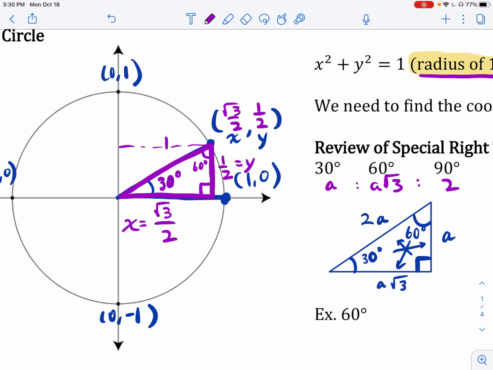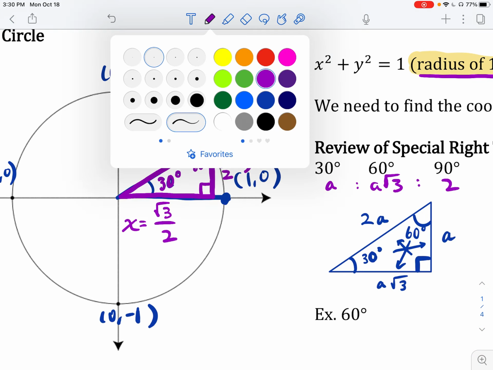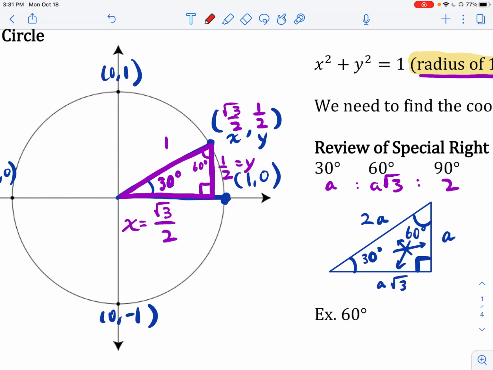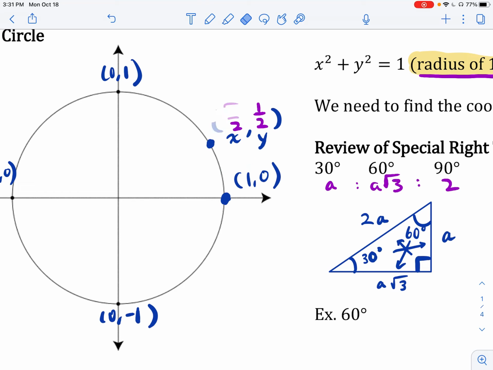So using special right triangles, we're able to find both the x and the y values for some angle that involves 30, 60, or 90. And if I wanted to, I could do this again for something like 60 degrees. Okay, so let me clear this out of the way, and then let's do the angle for 60 degrees. Let's start fresh.